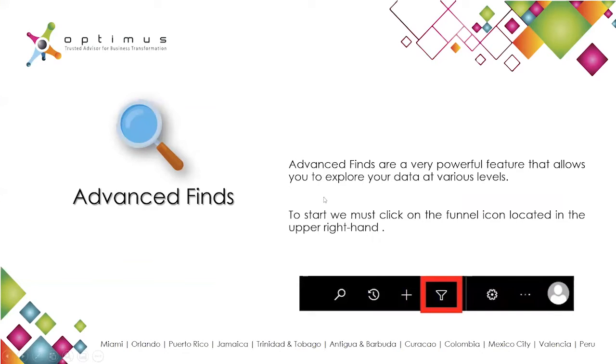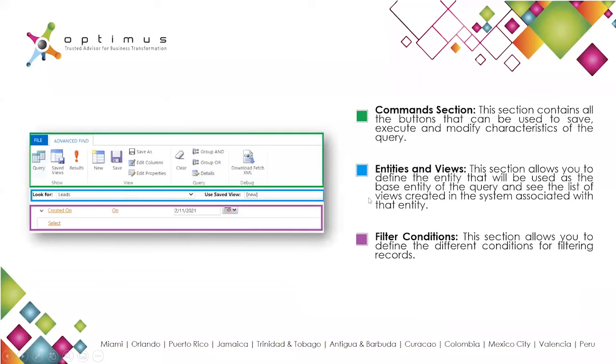Okay, the first thing is going to be the advanced find. The advanced find is the functionality that you could find in the upper right side of the screen, that basically is with this funnel icon. So when you click there, you're going to find the functionality, and that functionality is going to allow you to do multiple finds combining many different filters that I'm going to be explaining in a second.